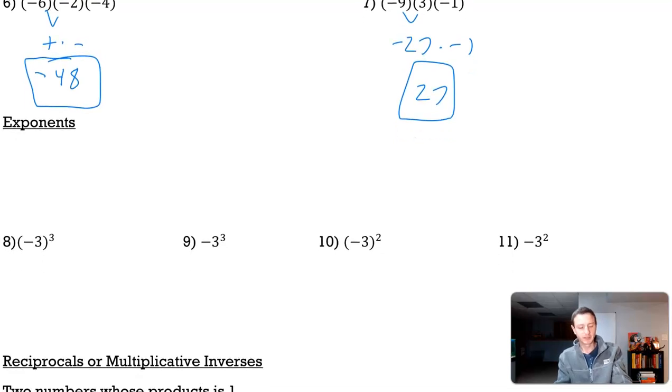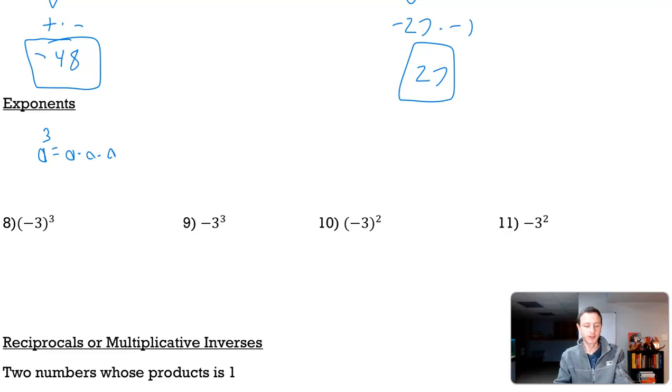Exponents. Big topic here, exponents. So when looking at exponents, an exponent tells us how many times we multiply the number together. So if I have a to the third, that is a times a times a. If I have a to the fifth, a times itself 5 times. A to the 100th, a being multiplied 100 times. So that exponent tells us how many times we multiply the number together.